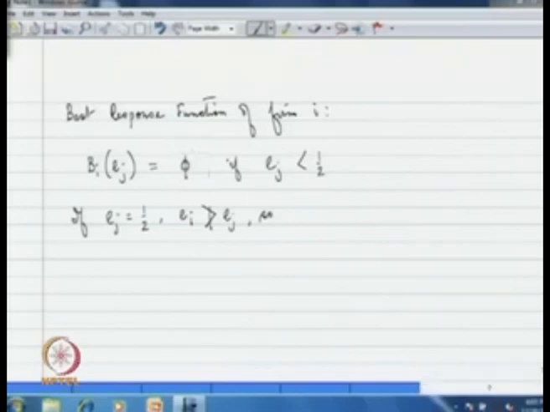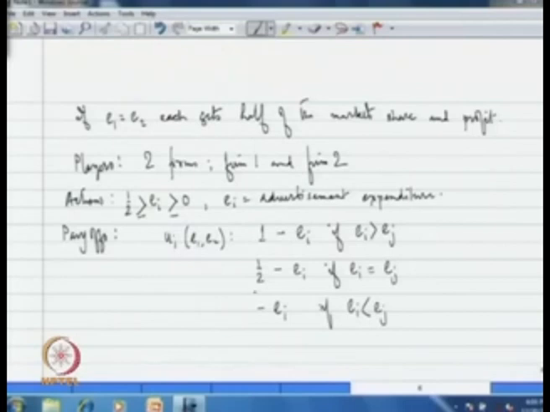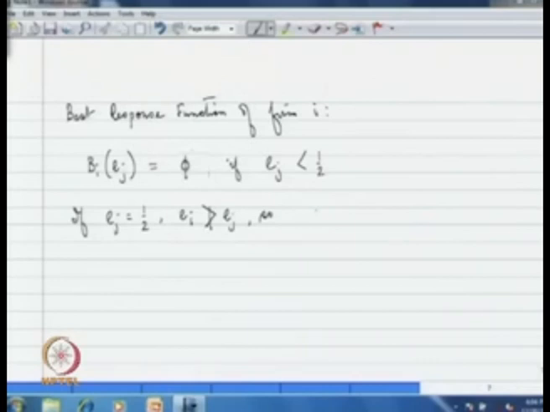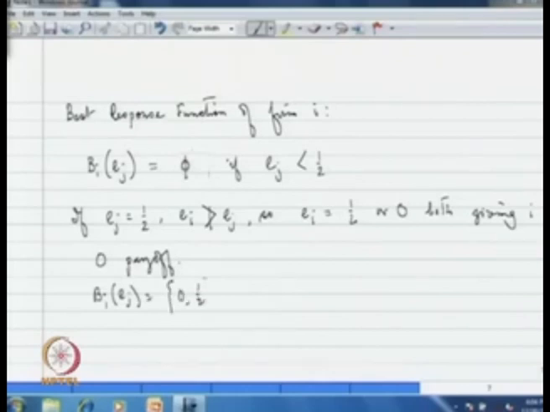In that case, he is getting what? If EI is equal to half, then he is getting half minus half is equal to 0, or he can spend 0, in which case his payoff remains 0. So, these are the two possibilities that he can do. So, in this case EI can be equal to half or 0, both giving I 0 payoff. So, in this case what we are having is this. So, this is the case, these are the best response functions.